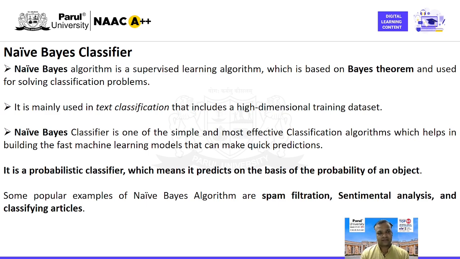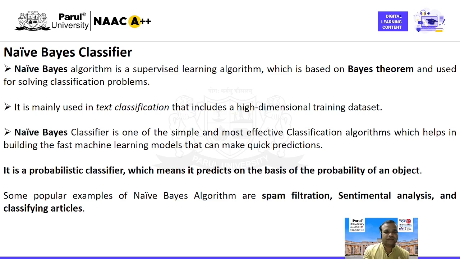Firstly, we discuss the Naive Bayes classifier, or you can say the Naive Bayes model, Naive Bayes algorithm. The Naive Bayes algorithm is a supervised learning algorithm which is based on Bayes theorem. We already know about Bayes theorem. We learned it at the 10th standard level at the time of schooling. It is used for solving classification problems.